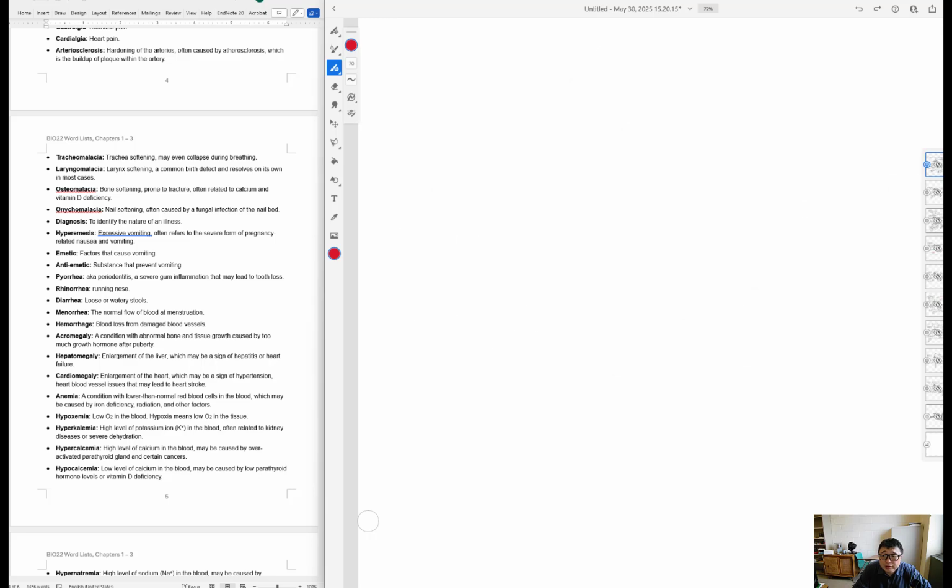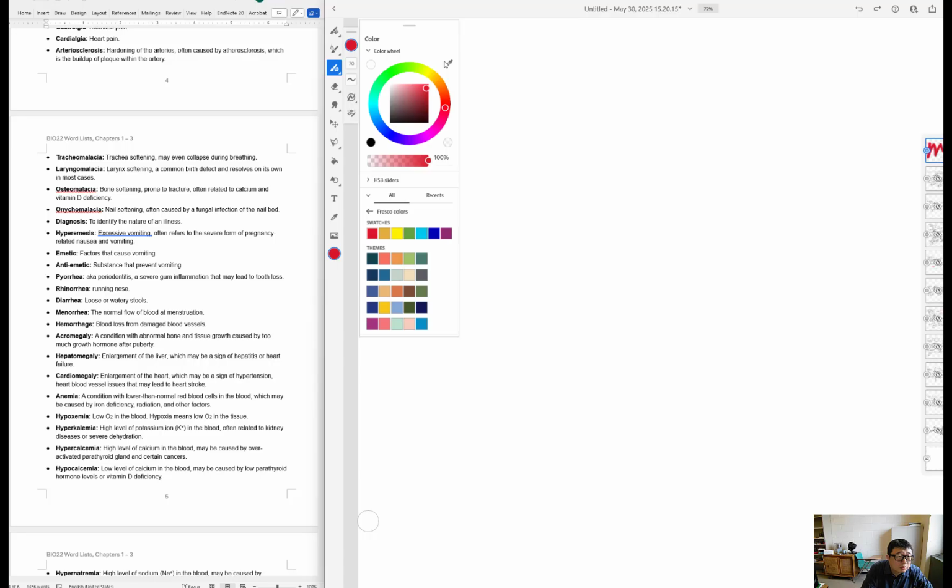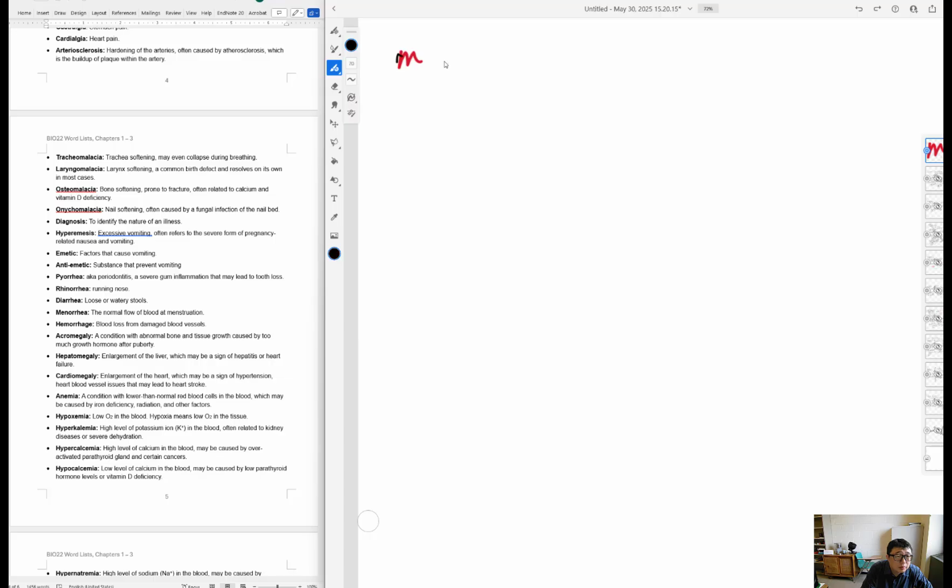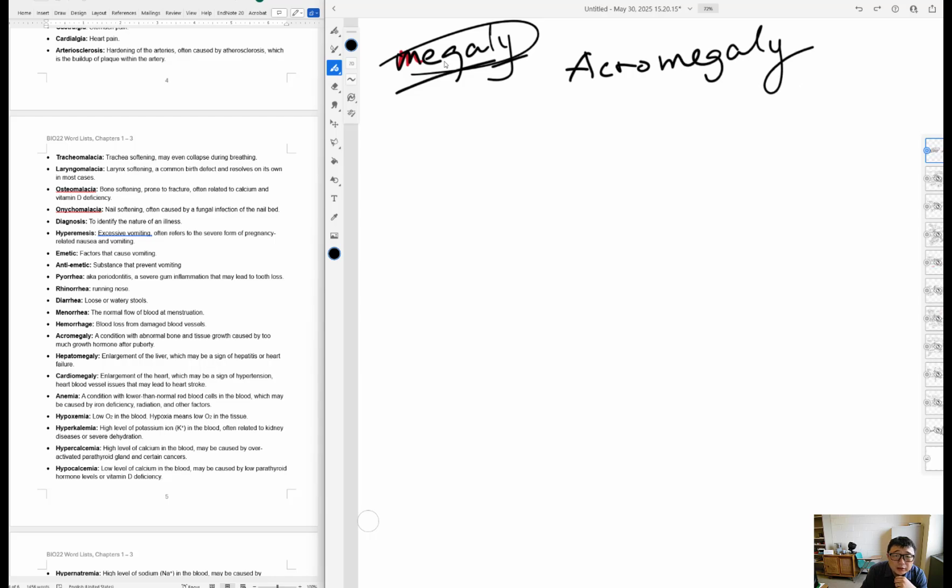Let's move on to this. Mega means big. Megaly means become big. So any word followed by megaly means become big. I mentioned this: acromegaly. Acromegaly is a disease related to growth.